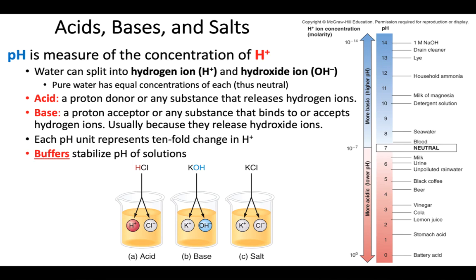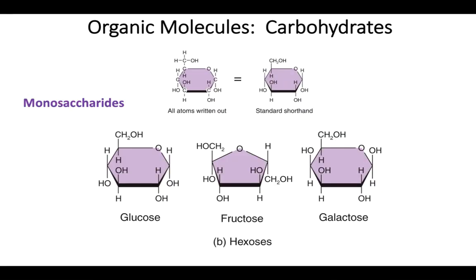Okay, so let's move on to organic molecules. Again, the definition: carbons and hydrogens. These are all drawings of monosaccharides. A lot of these organic molecules have building blocks. There's a single unit, and then you can put a bunch of them together. You can do that with carbohydrates. You can do that with proteins.